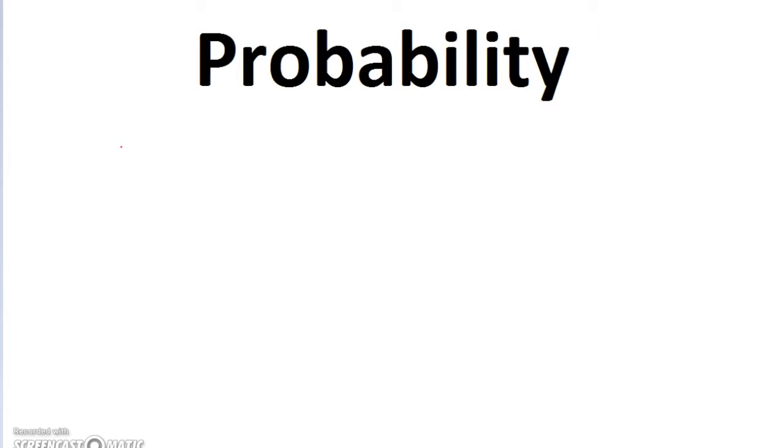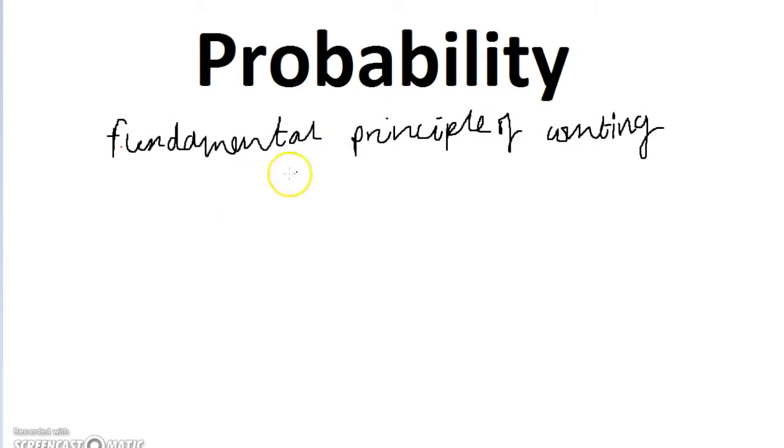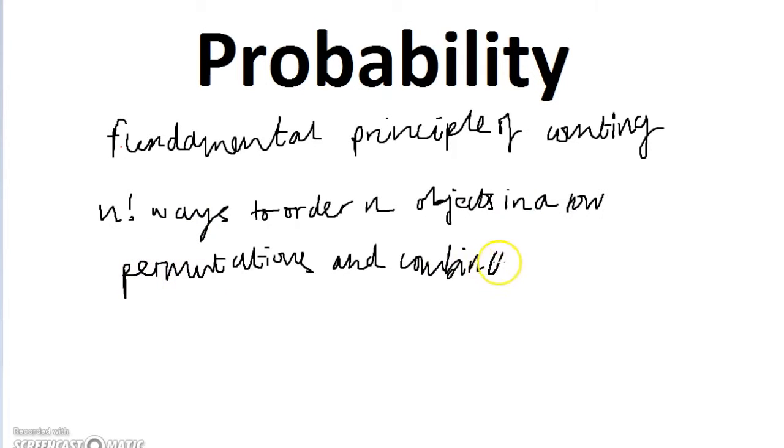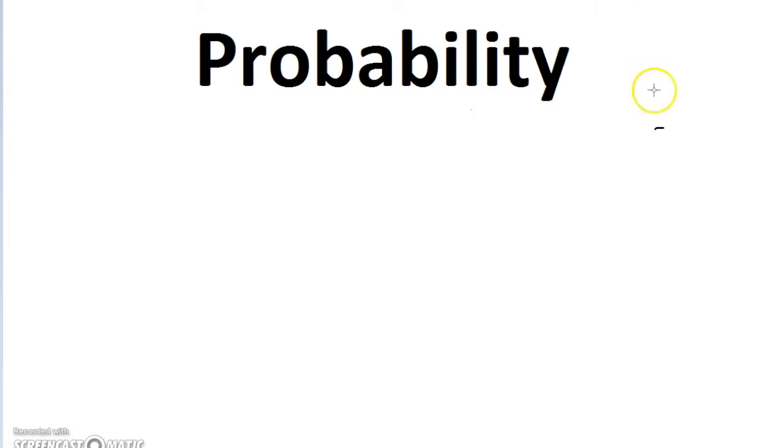Before we actually start, there are some things that you should probably know before watching this video. You should know about the fundamental principle of counting. That is, there are n factorial ways to order n objects in a row. You should also be familiar with things like permutations and combinations. Just make sure you're familiar with these things. If you're not, there are plenty of resources on the internet available for you to use in order to learn those things. So permutations, combinations, the fundamental principle of counting. Alright, let's actually get started with the video.